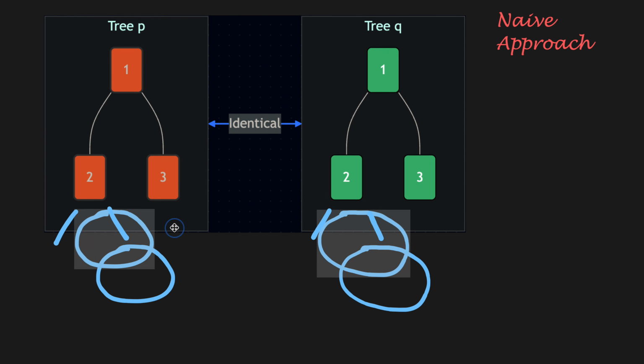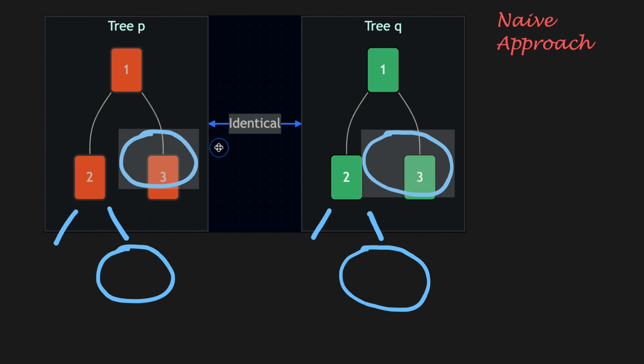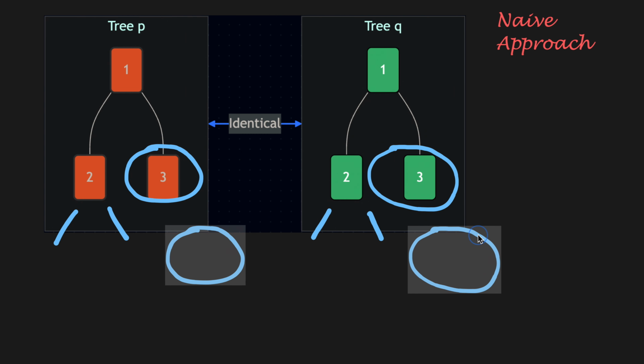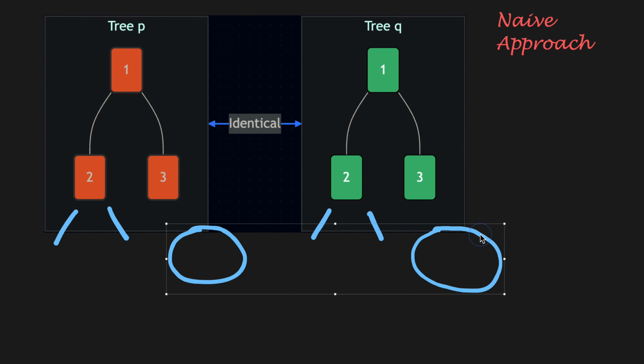And so now we backtrack and do the same for the right side, and the right child of root is 3 in both trees and they match, and the left and right children of node 3 are both null, so they also match, and hence the right subtree is identical as well.